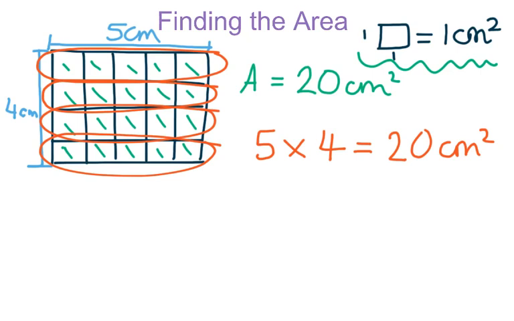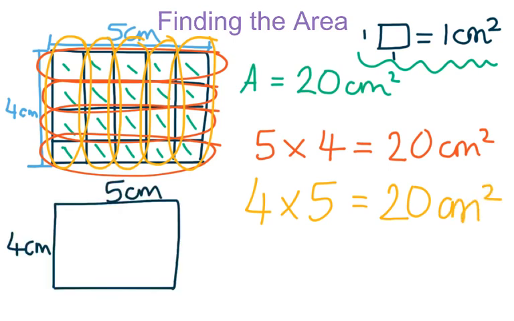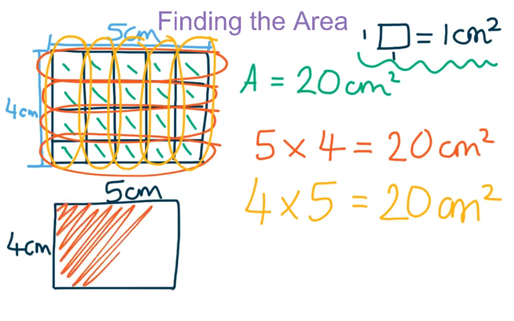Alternatively, I could work out how many squares I've got by grouping the other way. I've got 1 group of 4, 2 groups of 4, 3 groups of 4, 4 groups of 4, and 5 groups of 4, which I can write as 4 times 5, which again, using my 4 times table, 4, 8, 12, 16, 20. So instead of counting how many little squares we've got, I've multiplied 5 by 4 or 4 times 5 to work out the amount of space, the amount of small squares I have inside my shape.